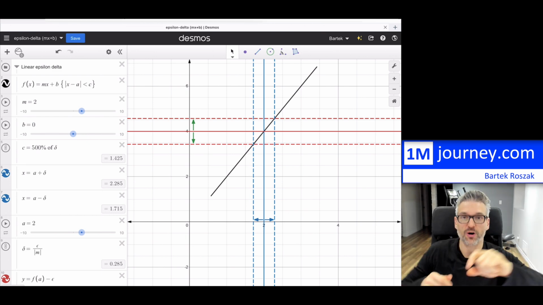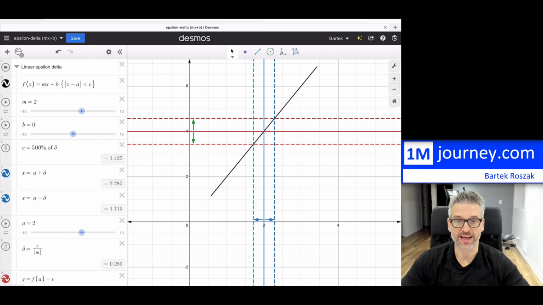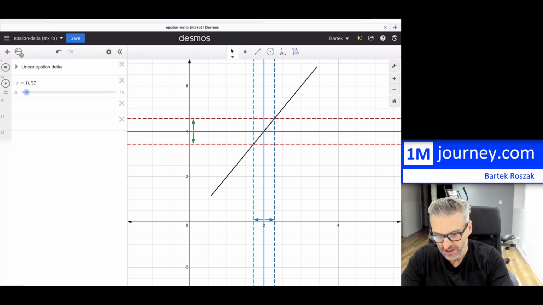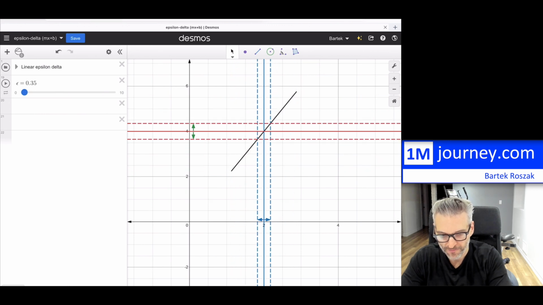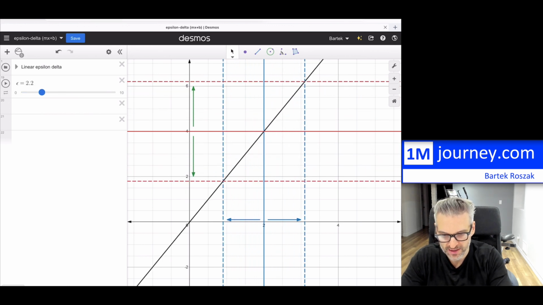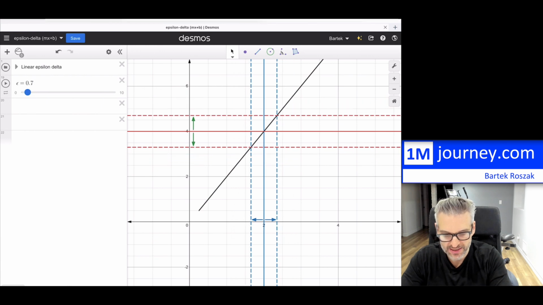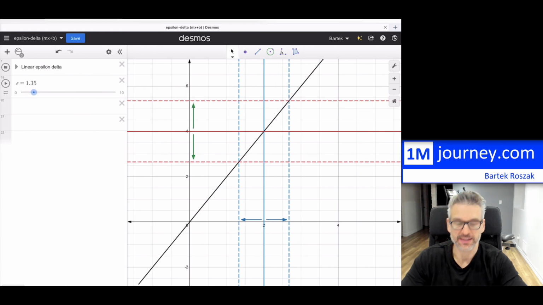Now, I didn't draw the entire f of x, so within here, it's only a portion that is drawn out. But I have now set any epsilon that I wanted. And so here, I can now shift this epsilon. Make it really small, make it really large. It doesn't matter, and it adjusts what the delta is.